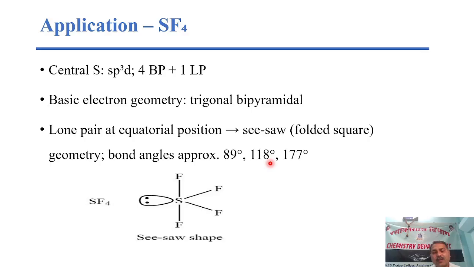Instead of 120, the bond angle is 118, and instead of 180 degrees, the bond angle is reduced to 177 degrees. So the geometry of this molecule is seesaw, or it is called folded square.